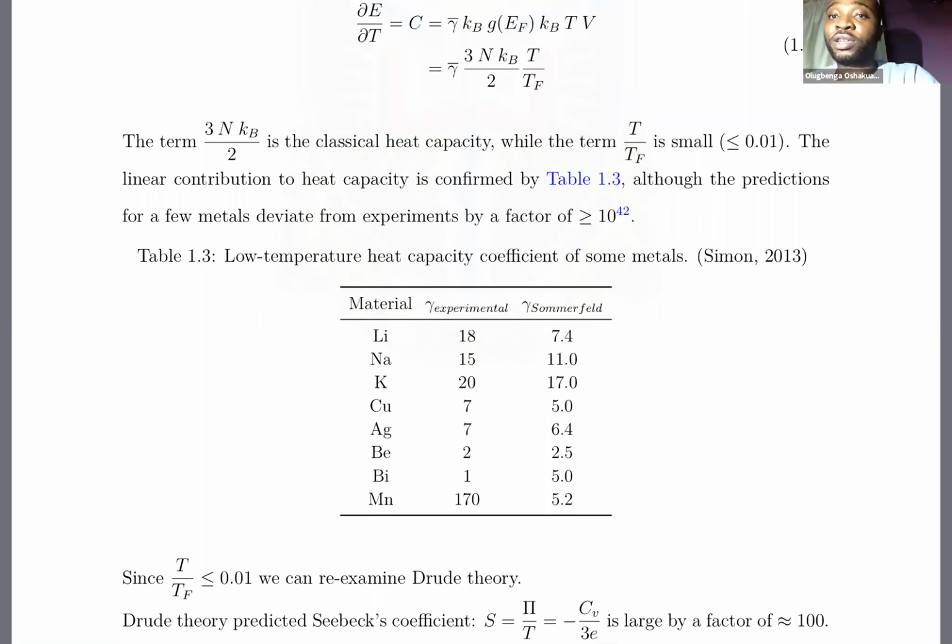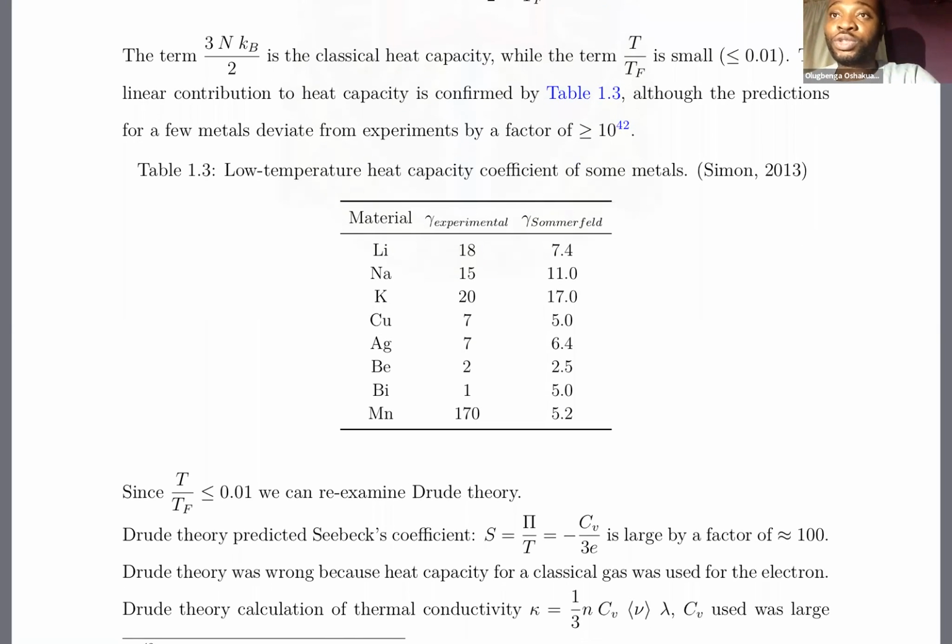So this table, table 1.3, shows the heat capacity coefficient of some metals. And when you go through them, some are very good, while some are very wide apart. But most of them are at least manageable. This is experimental and this is computed using Sommerfeld's theory, or the free electron theory. So with the knowledge that T over T_F is about 1/100, we can re-examine Drude theory.